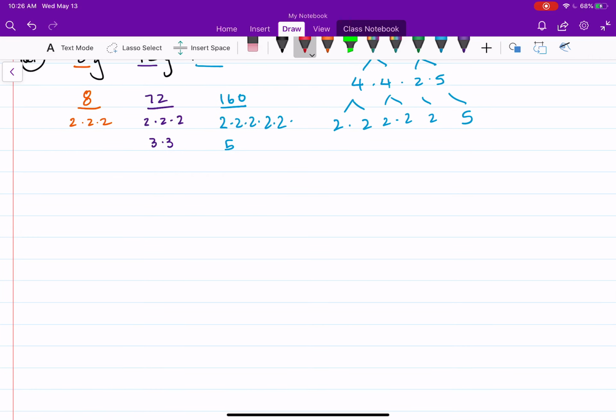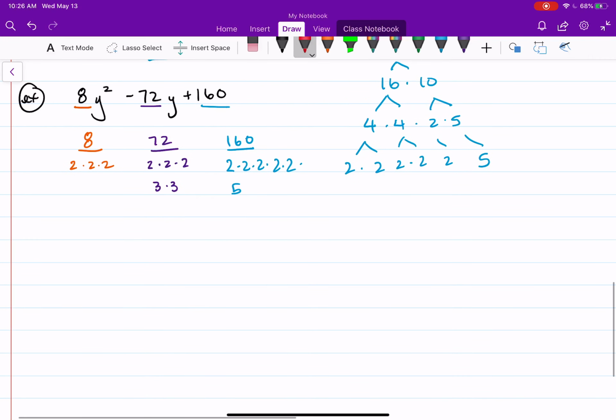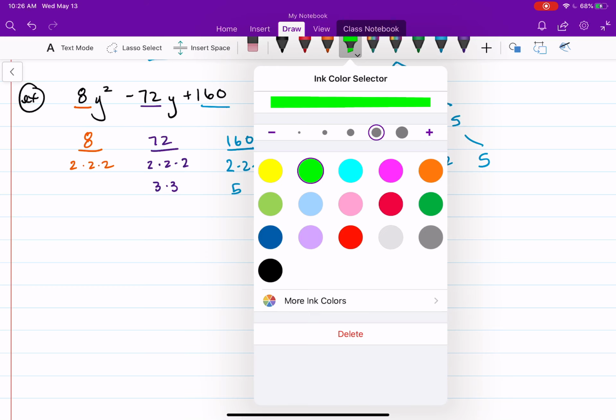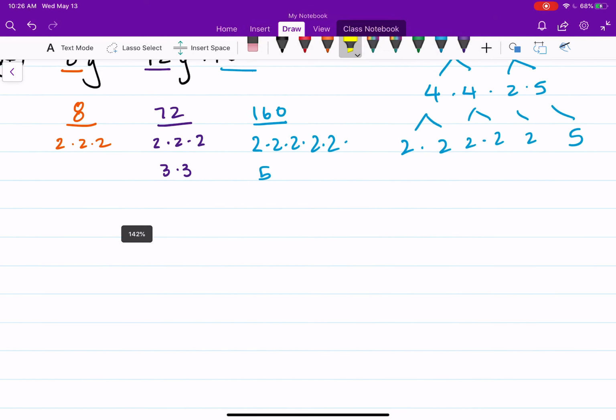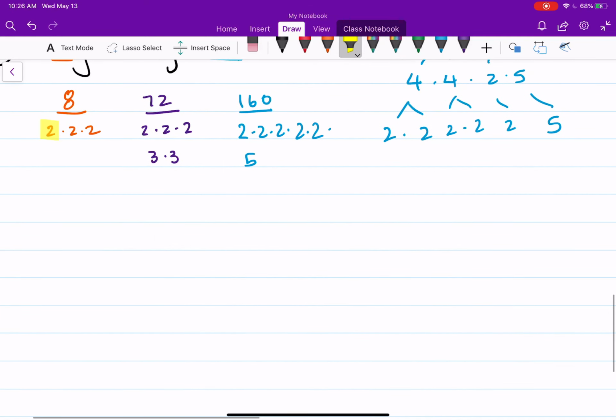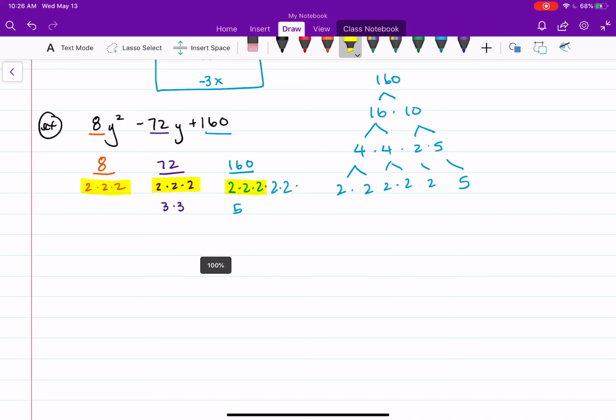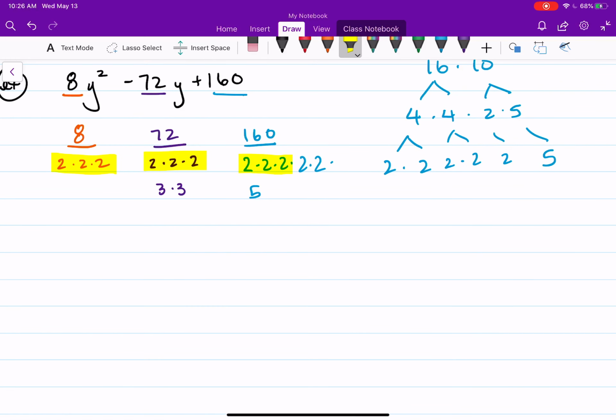So my question is, what's in common in all three? Wow, I'm having issues here. Okay, so what is in common in all three? This has three twos, this has three twos, and this has three twos. There's nothing else in common. So this is where I'm buying stuff for the triplets. That's GCF. So I got 8. 2 times 2 times 2 is 8. So 8 is my GCF.